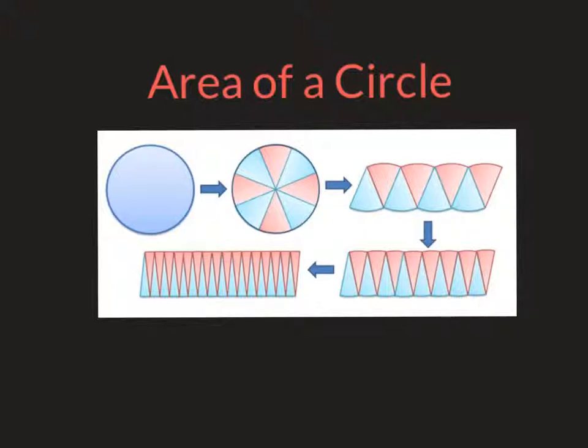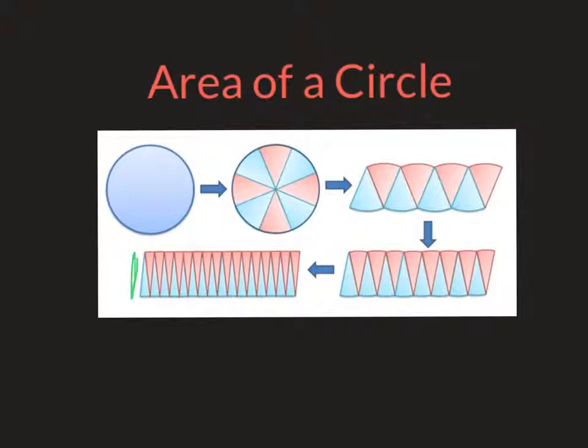Okay, so we can relate it to our formula for finding the area of a rectangle, length times width. But first, we want to look at what are the length and the width on this visual, the parts of a circle that have been rearranged. So let's have a look at that now.